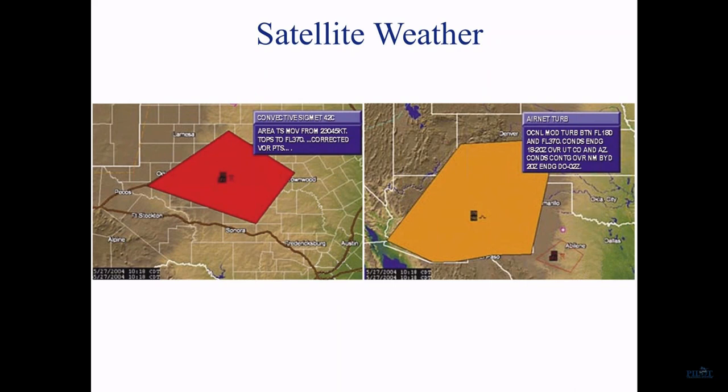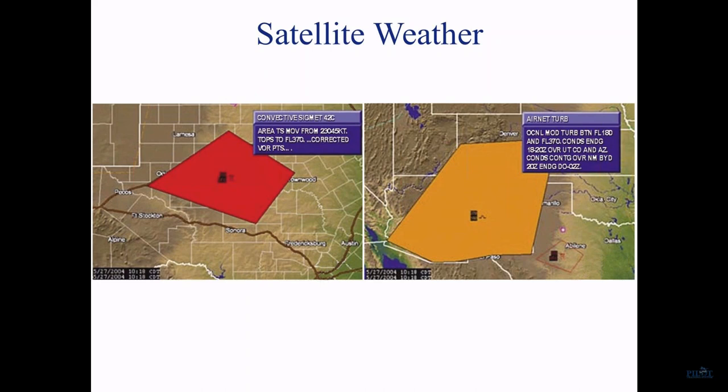Shown on the left, SIGMETs are weather advisories issued concerning weather significant to the safety of all aircraft. SIGMET advisories can cover an area of at least 3,000 square miles and provide data regarding severe and extreme turbulence, severe icing, and widespread dust or sandstorms that reduce visibility to less than 3 miles.